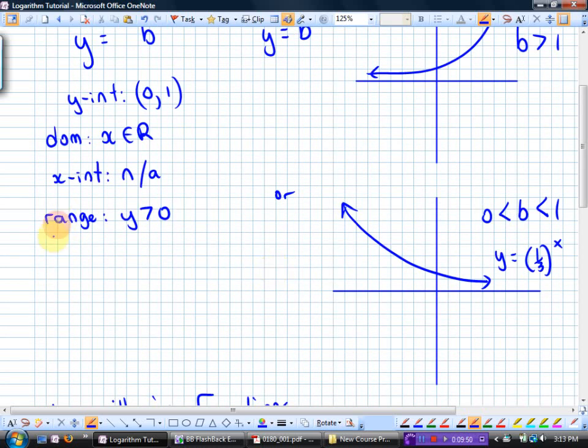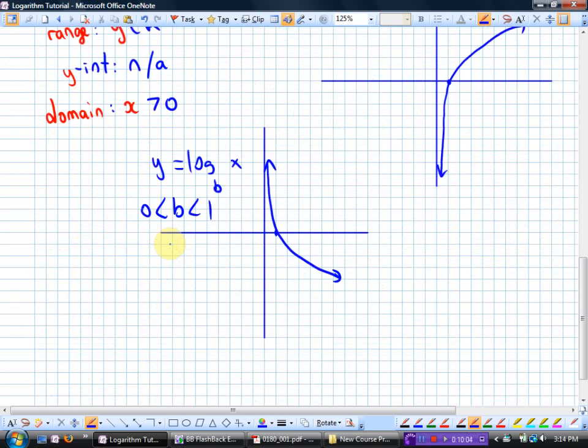This one, I forgot to mention, also has an asymptote. The asymptote is y equals 0. It's a horizontal line, 0 high. And you know what? If it's an inverse, the logarithm will also have an asymptote: x equals 0. A vertical line.